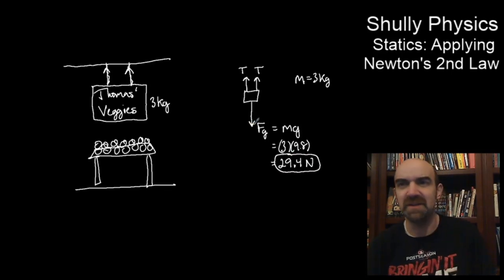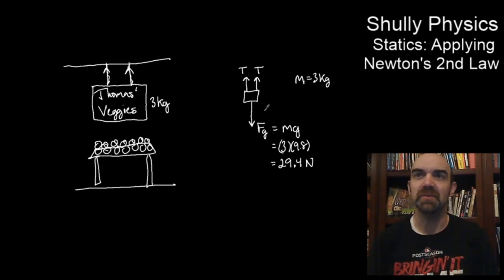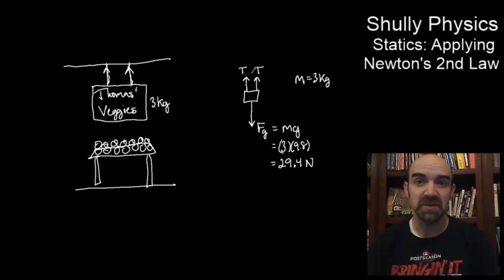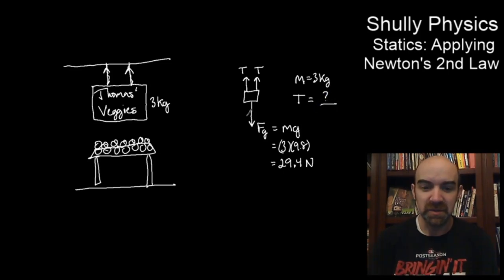Okay. Now I'm going to take that circle off because that's not our target. We know the weight is 29.4. We don't know what the tensions are, and that's actually what we're looking for. How much tension is going to be in each of those cables when the sign is just hanging there? So I'm going to write that next to it. I've identified the target variable. So I believe so far I've completed step one.